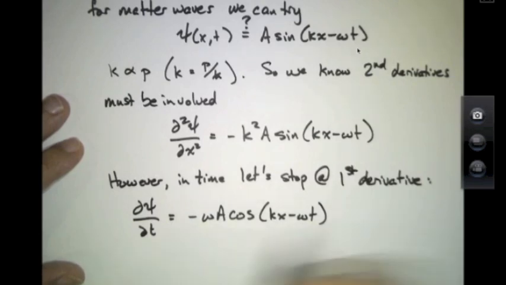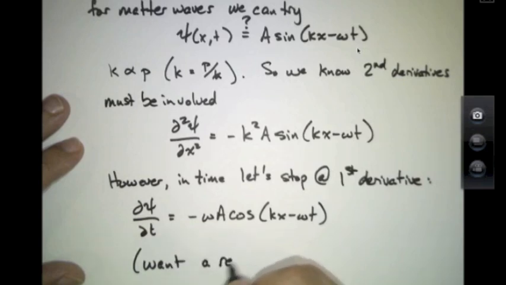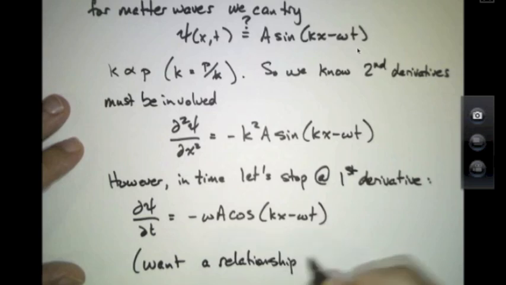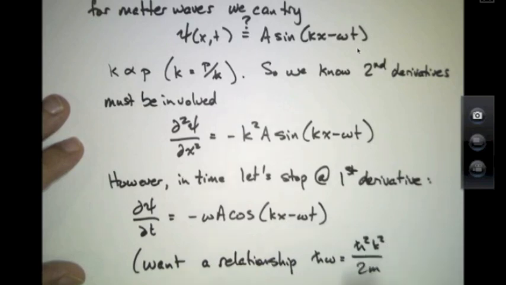We're stopping because we want a relationship something like h bar omega is h bar squared k squared over 2m for a free particle. So we wouldn't expect to have a second time derivative here.